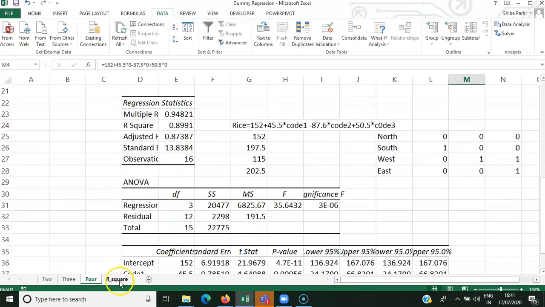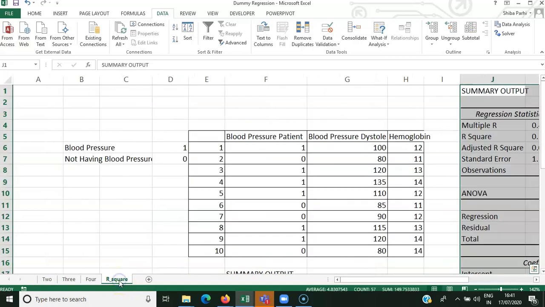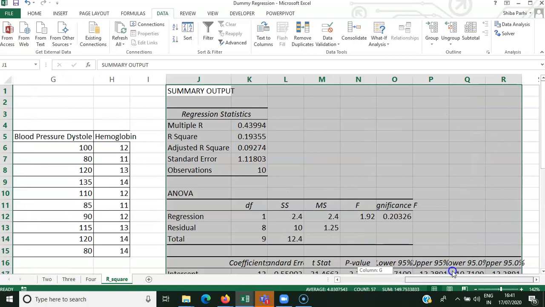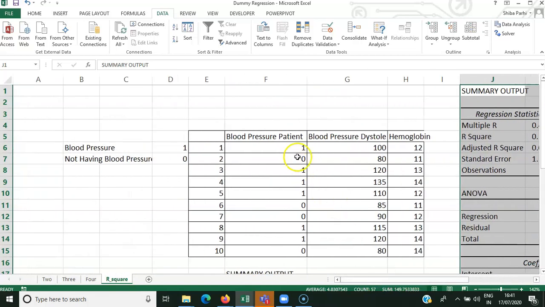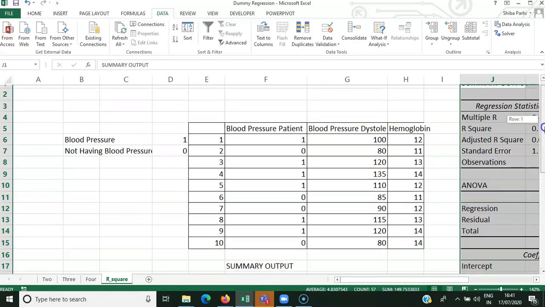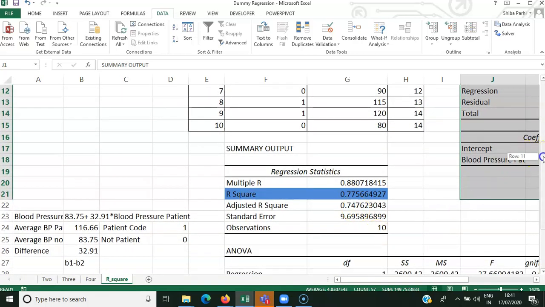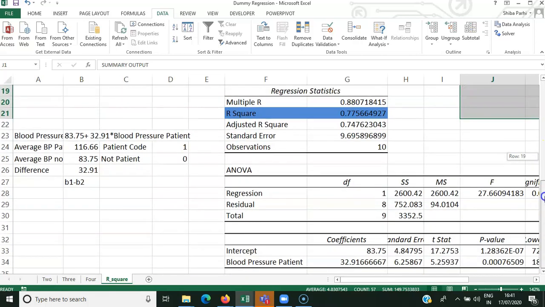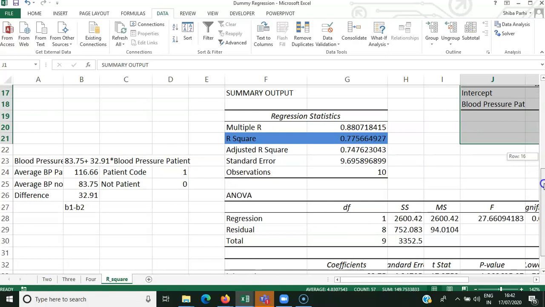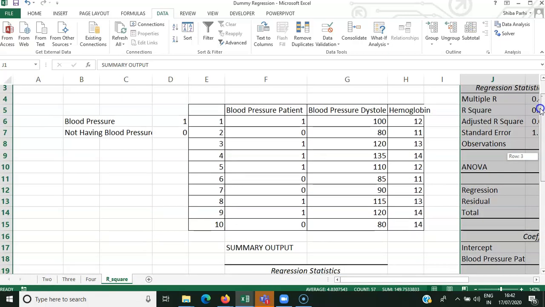Let us see R square where it is a lower value, then we'll understand the significance of the R square. Now I got blood pressure patients and non-patients. Those who are having blood pressure are 1, those not having are 0. Then I have measured their blood pressure diastole and the hemoglobin. By taking the regression of the blood pressure patient with the blood pressure diastole, I'm getting a very high R square, and I'm also getting their regression equation 83.7, and the blood pressure patient 32, the difference between the blood pressure and non-blood pressure patient.